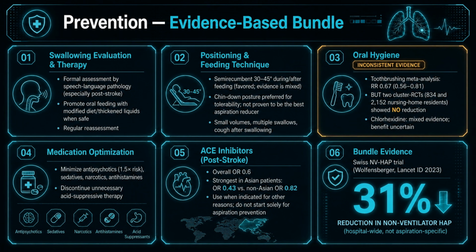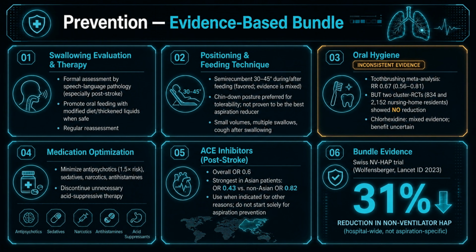Semi-recumbent positioning at 30 to 45 degrees is favored. A chin-down posture is often preferred for patient tolerability, though large trials show it may not be the absolute best aspiration reducer compared to thickened liquids. The evidence for oral hygiene is actually inconsistent. While a meta-analysis of toothbrushing showed a relative risk reduction, 2 large cluster randomized trials in nursing homes showed no reduction in pneumonia. Chlorhexidine rinses also have mixed evidence.